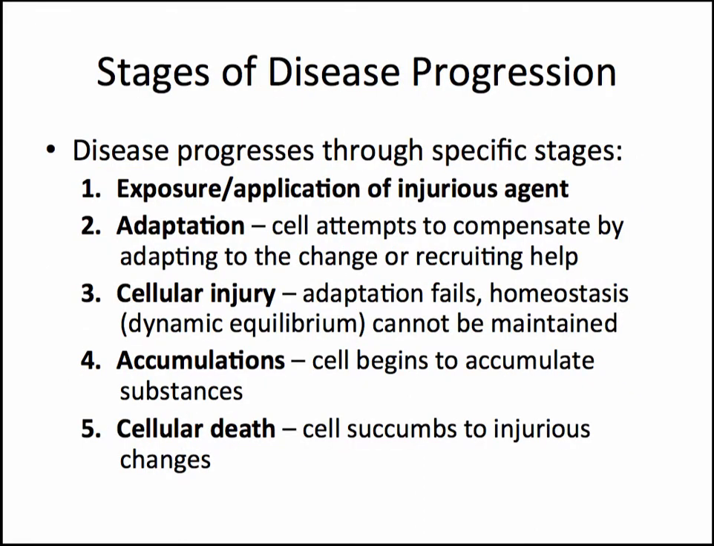To recap, disease progresses through specific stages. The first step is exposure or application of the injurious agent. The second step is adaptation, where the cell attempts to compensate by adapting to the change or recruiting help. The third step is cellular injury, where adaptation fails and homeostasis or dynamic equilibrium cannot be maintained. The fourth step is accumulation, where the cell begins to accumulate substances. And the fifth stage is cellular death, where the cell succumbs to injurious changes.